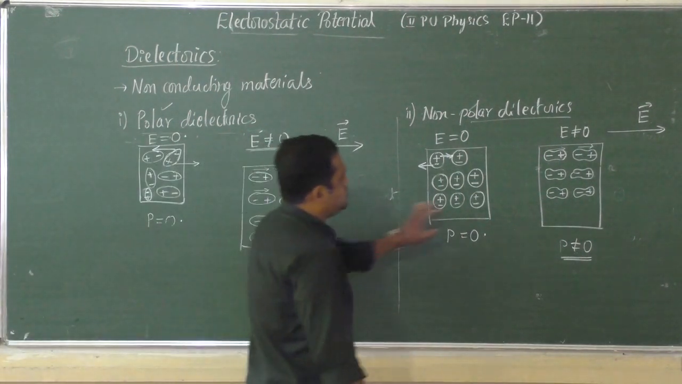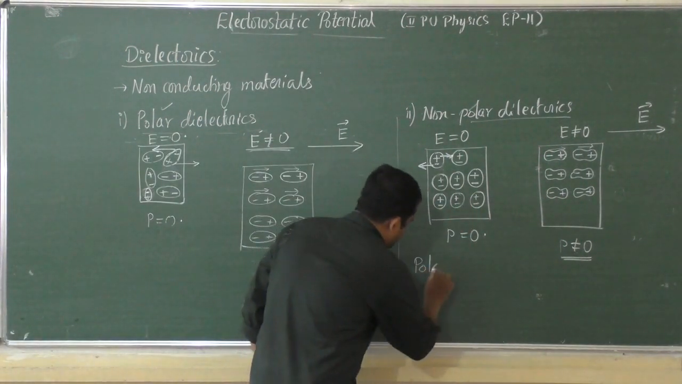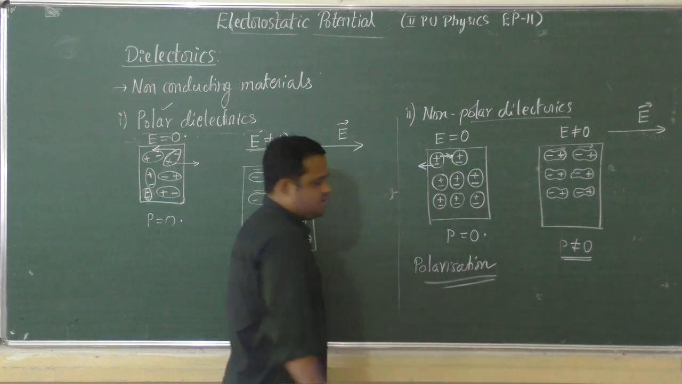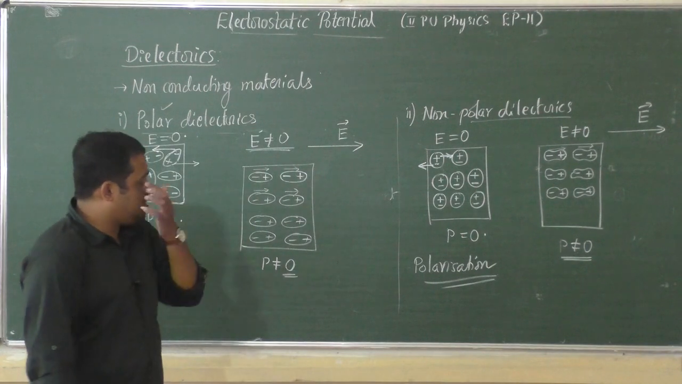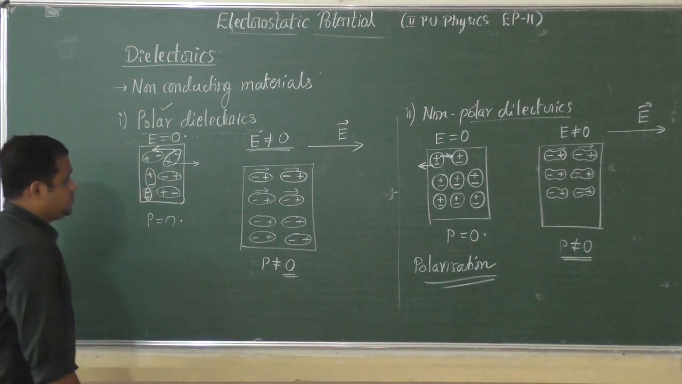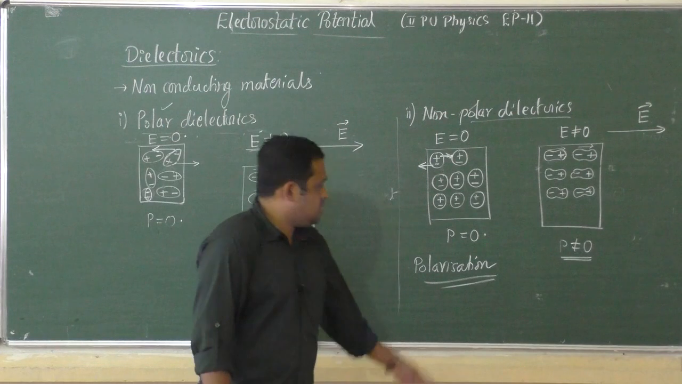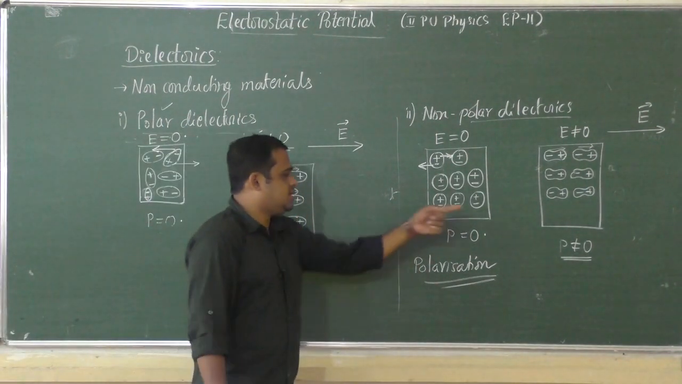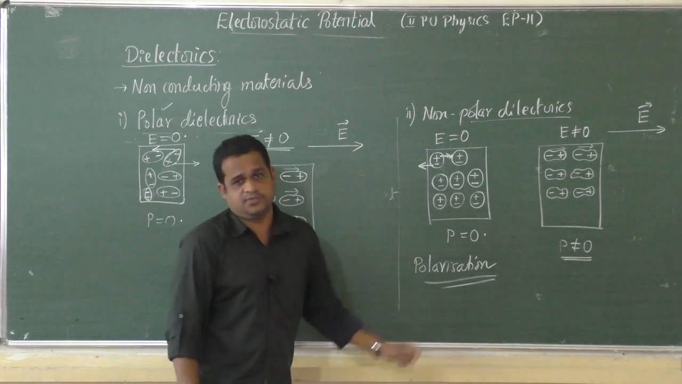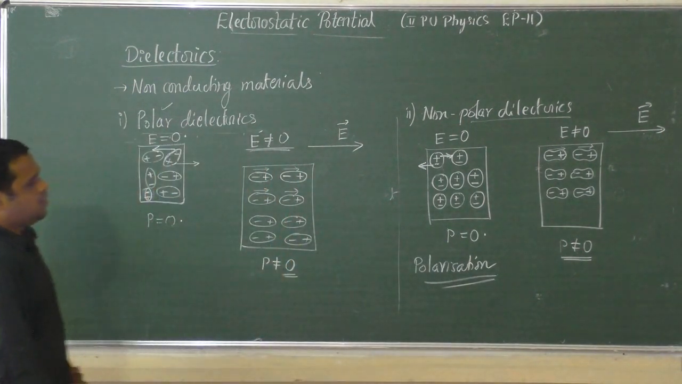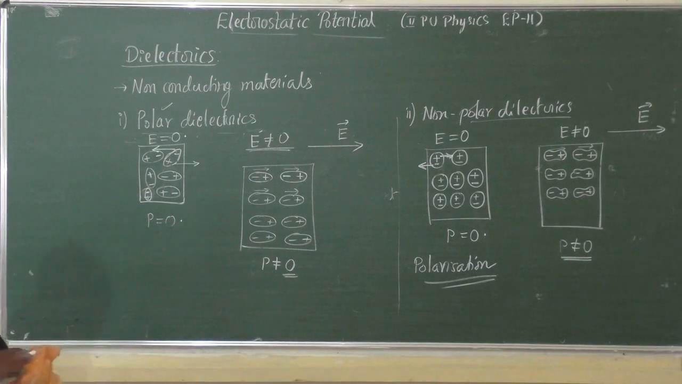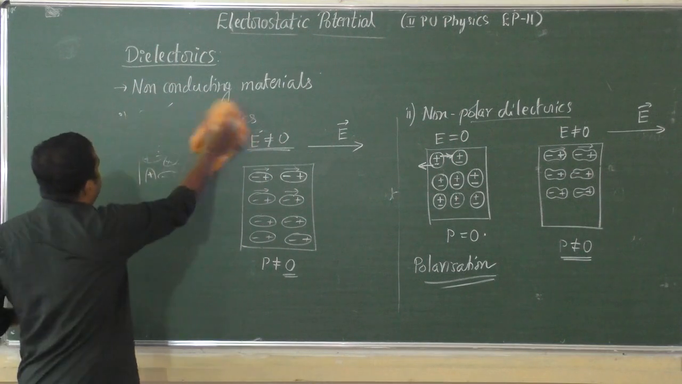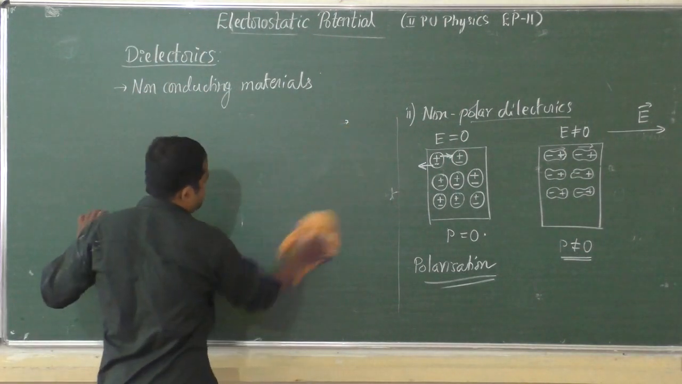Now this condition is called polarization of dielectrics. When the dielectric is placed in the external field, the molecular dipoles will be aligned along the direction of the electric field. Due to that, dipole moment is induced in the substance. That phenomenon is called polarization of dielectrics. I think the difference between polar and non-polar dielectrics is clear. Next.